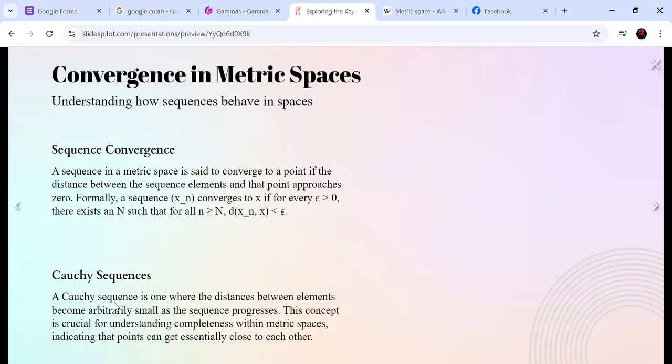So, another famous sequence is the Cauchy sequence. The Cauchy sequence is one where the distance between elements becomes arbitrarily small as the sequence progresses. These concepts are crucial for understanding completeness within a metric space, indicating that the points get essentially close to each other.